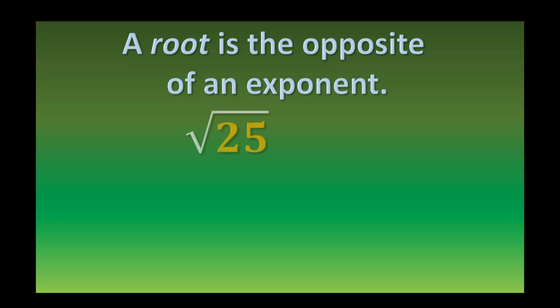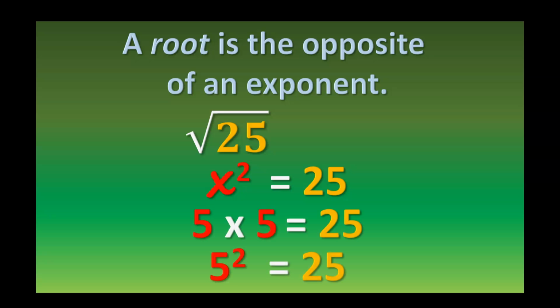What is the square root of 25? In other words, what number to the second power gives us 25? Well, we just did 2 times 2 is 4, and 3 times 3, 3 to the second power, is 9. In the previous slide, 4 times 4, 4 to the second power, is 16. 5 times 5, 5 to the second power, gives us 25. Therefore, the square root of 25 would be 5.